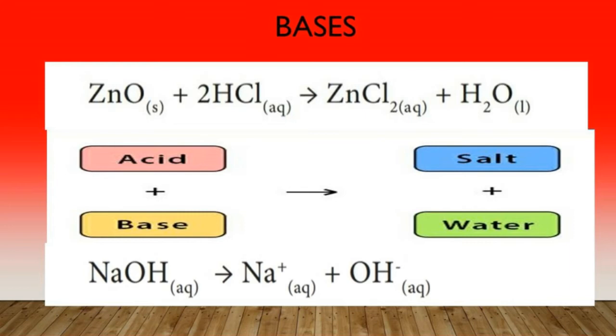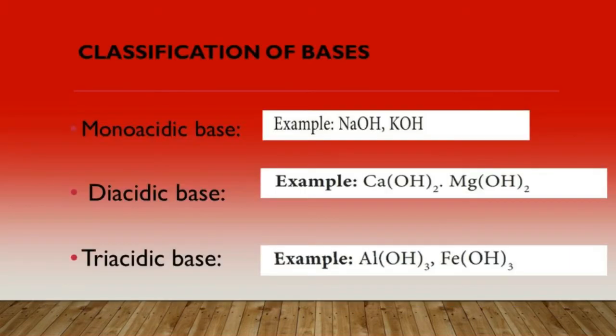ZnO plus 2HCl gives ZnCl2 plus H2O. Similarly, sodium hydroxide ionizes in water to give hydroxyl ions. That means when dissolved in water, it is also an alkali. NaOH gives Na+ plus OH-.